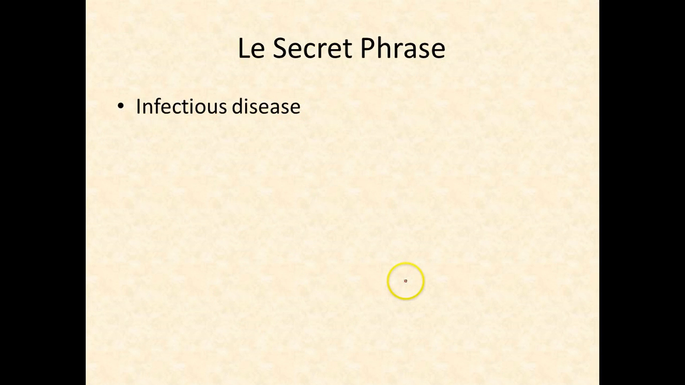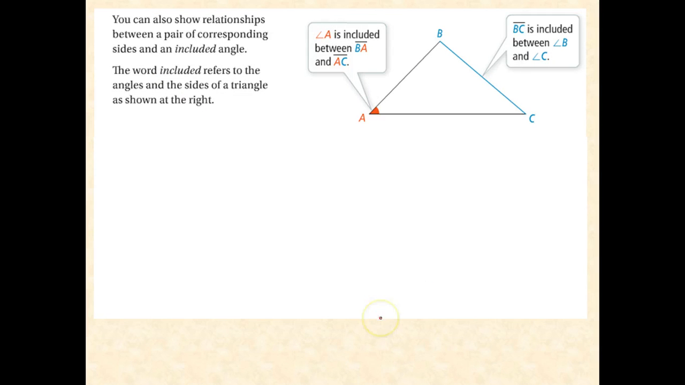You can also show relationships between a pair of corresponding sides and an included angle. So the word included refers to the angle and the sides of the triangle here. So what is an included angle? Angle A is included between segments BA and AC. Basically, it's the angle that's made between those 2 sides. Segment BC is included between angle B and angle C.